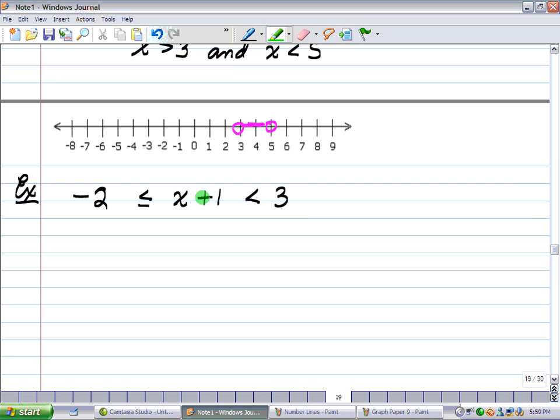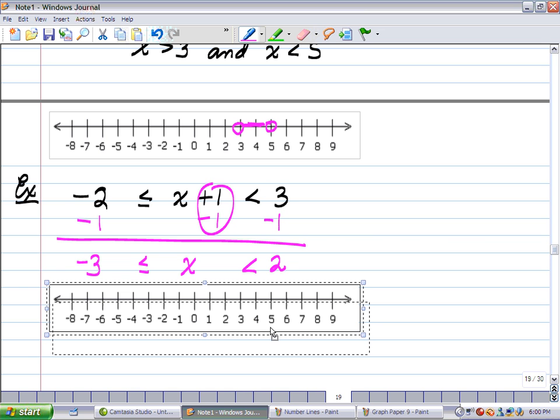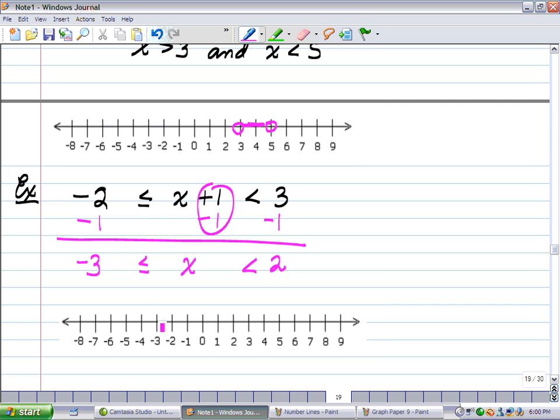Okay, let's focus on this x. How are we going to get it alone? We're going to subtract 1. So we have to subtract 1 from all 3 sides. I guess we can't call them sides. All 3 parts. So that's going to give me -3 less than or equal to x plus 0, which is just x, less than 2. So when I go to graph that, the -3 is included, the 2 is not, and I want everything that's in between.